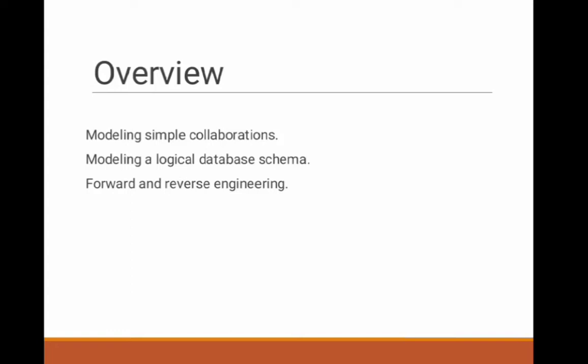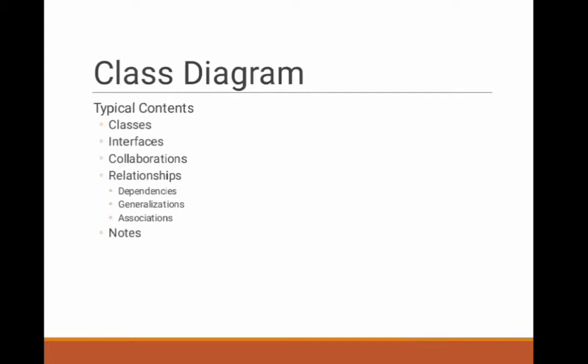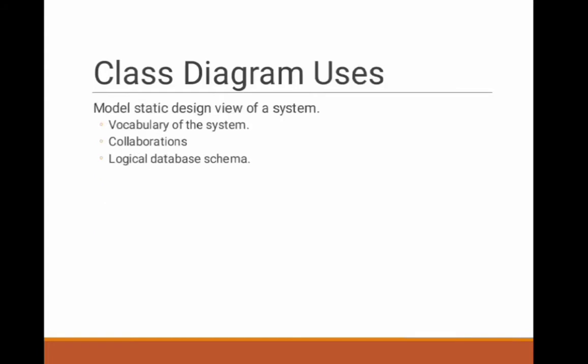Now, overview. Till now we have seen simple collaboration, logical database schema, and forward and reverse engineering. First of all, as we have already seen, the class diagram contains classes, interfaces, collaborations, and relationships like dependencies, generalization, association or nodes. The class diagram uses the vocabulary of the system for collaboration and for logical database schema.